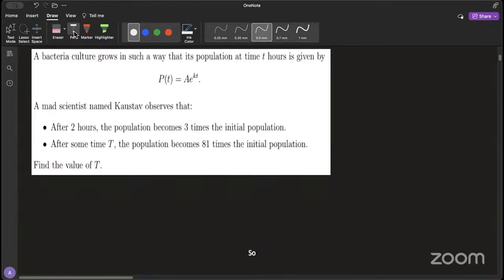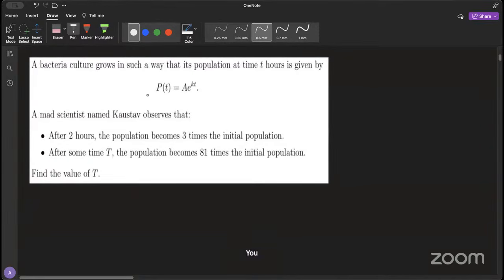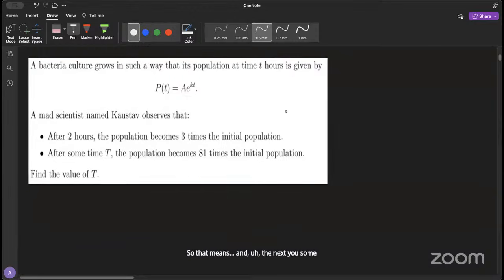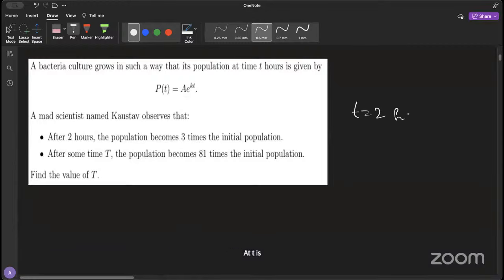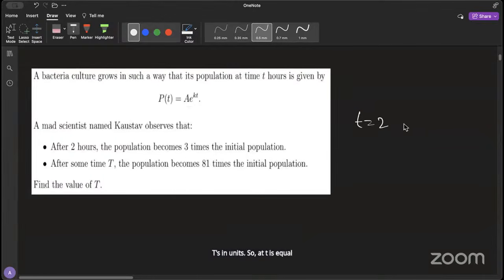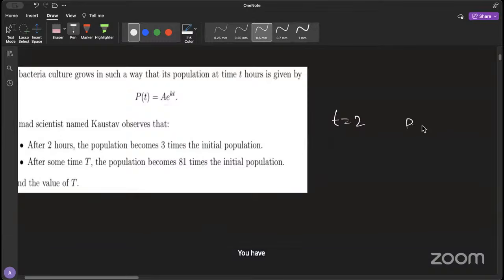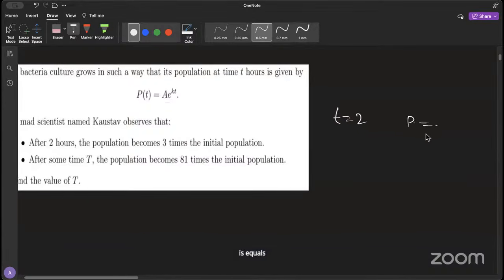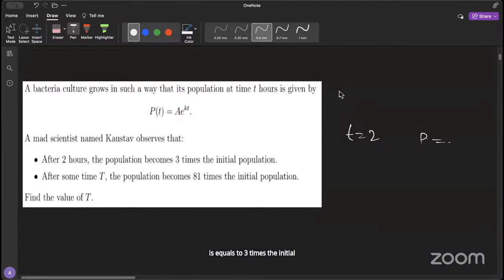So the question is, you have been given that at time t, or at t hours, the bacteria culture grows. The growth of the bacteria culture is this. Then you've been given some data, which is at t equal to 2 hours. I'm avoiding the unit here, t is in hours. So at t equal to 2 hours, you have P equal to 3 times the initial population. So let's first find the initial population.